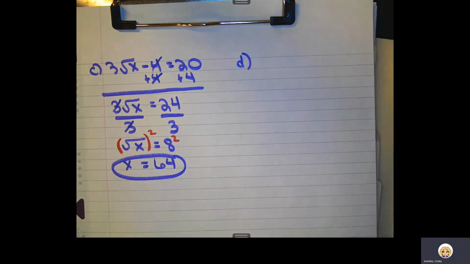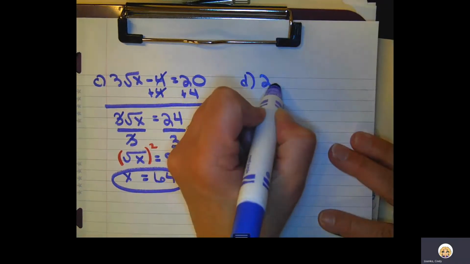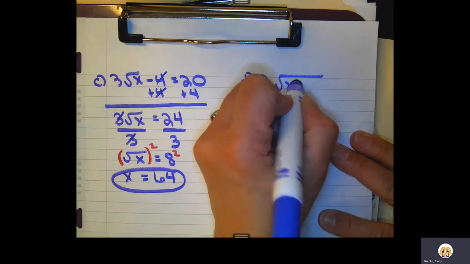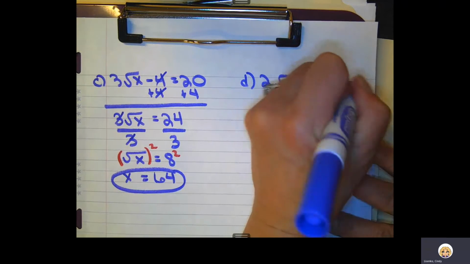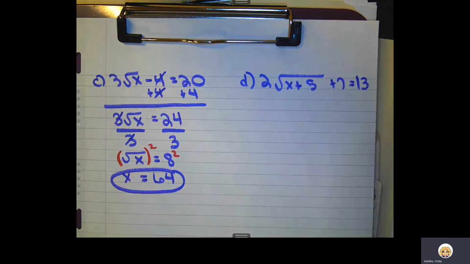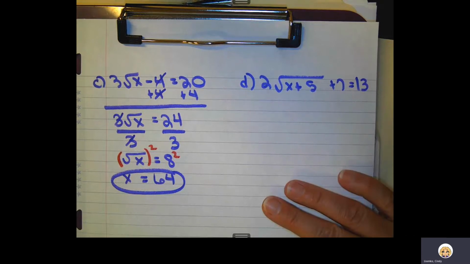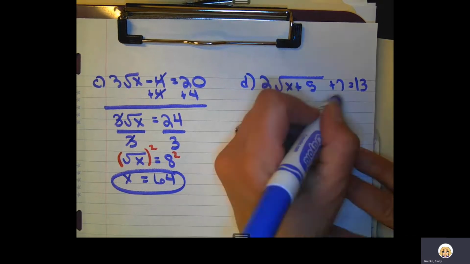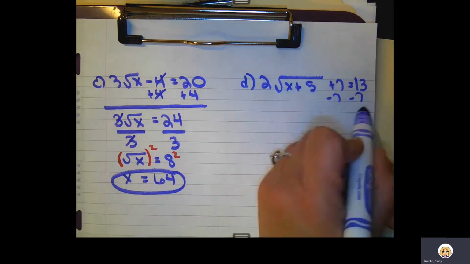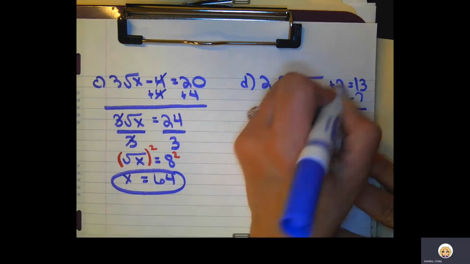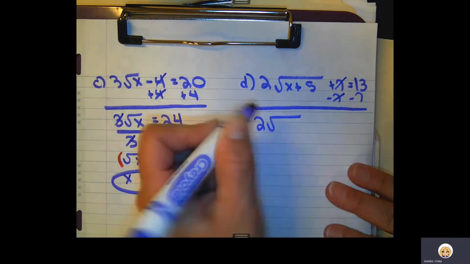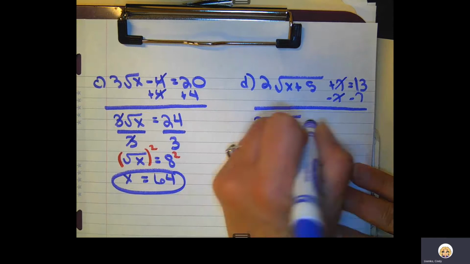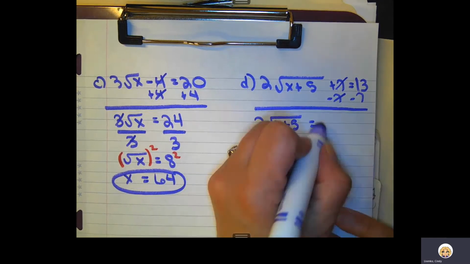3 more. Example D. 2 radical x plus 5 and then plus 7 equals 13. Feel free to pause the video and try this on your own and then see if you did it correctly. First thing we need to do is get everything away from the radical. So I'm going to get rid of this 7 by subtracting 7. 7's cancel out. So I bring down the 2. So we have 2 radical x plus 5. 13 minus 7 is 6.